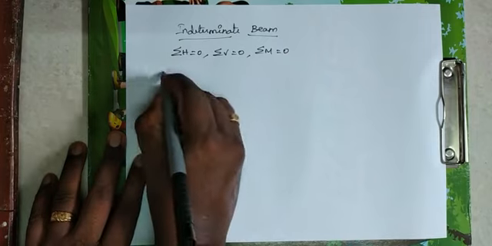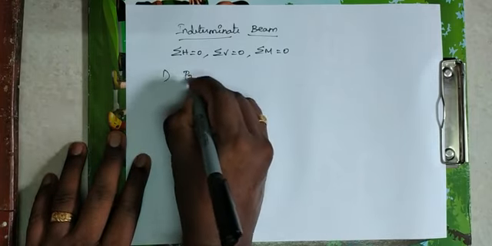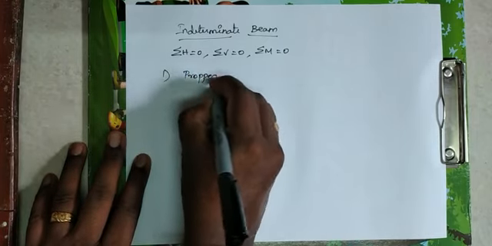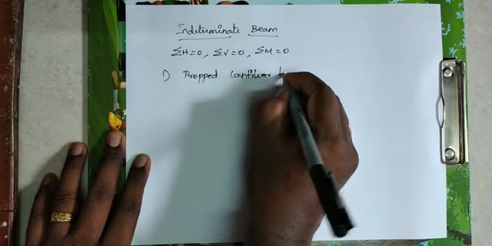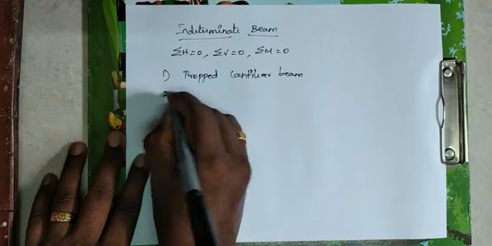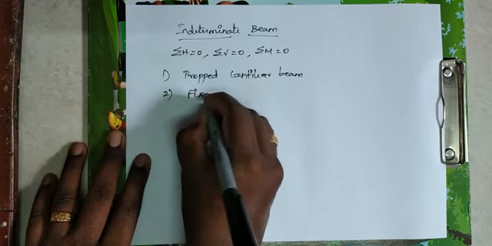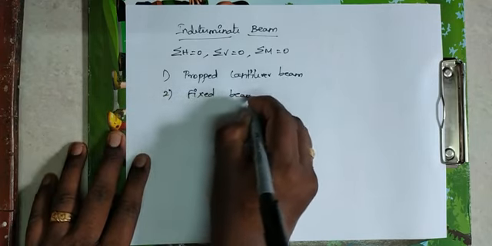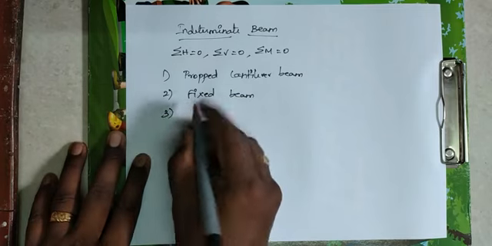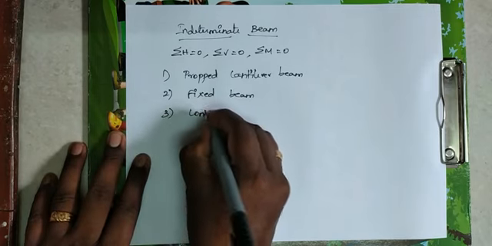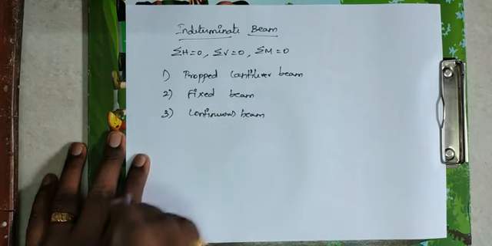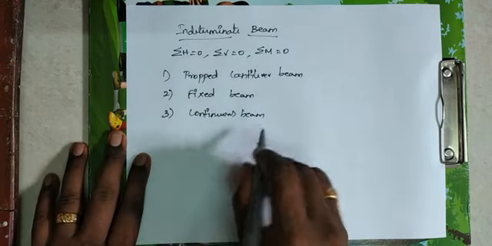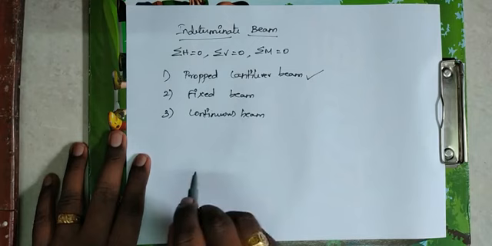There are three different types of indeterminate beam. The first one is propped cantilever beam, and the second one fixed beam. The third one is continuous beam. First, we are going to analyze a propped cantilever beam.